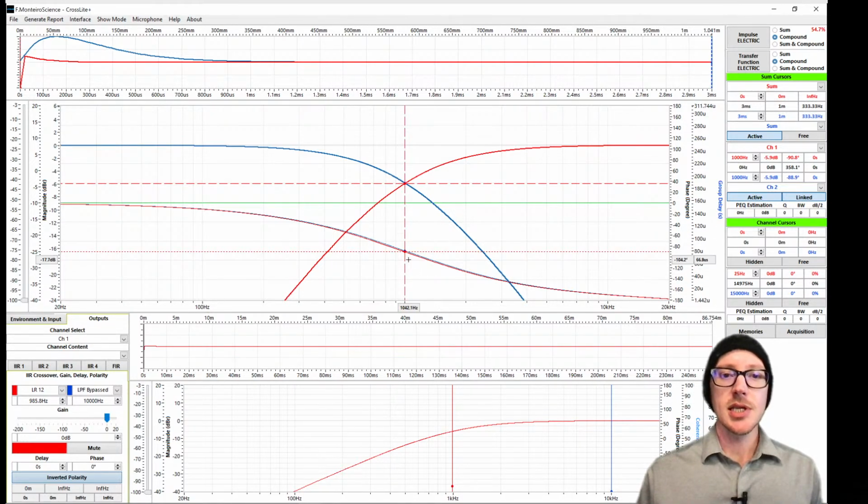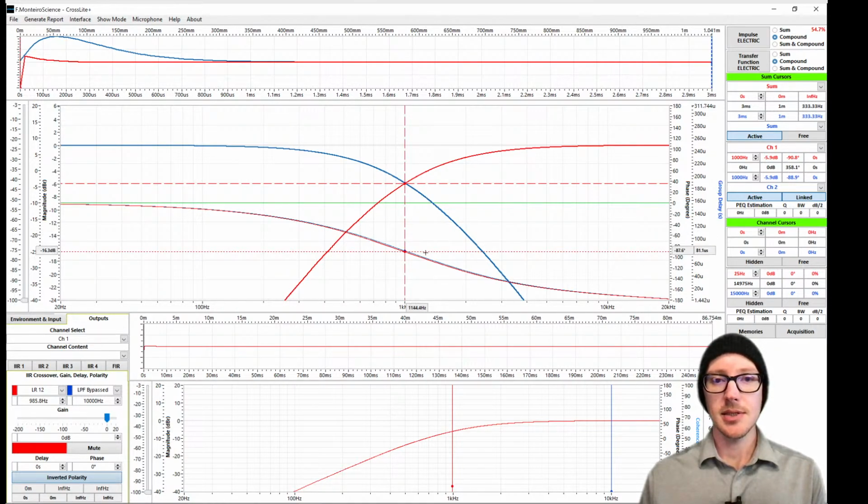Okay, so this is interesting. A second order Linkwitz-Riley 12 dB per octave filter with a polarity inversion. Now we can see that their phase slope is matching, and the phase traces are exactly matching when you have a polarity inversion.